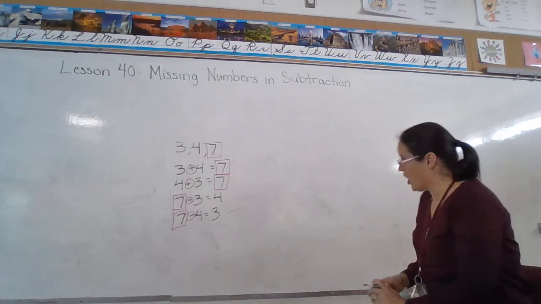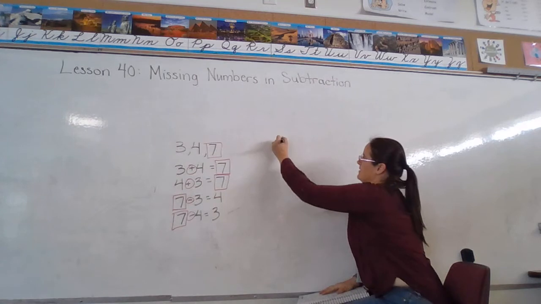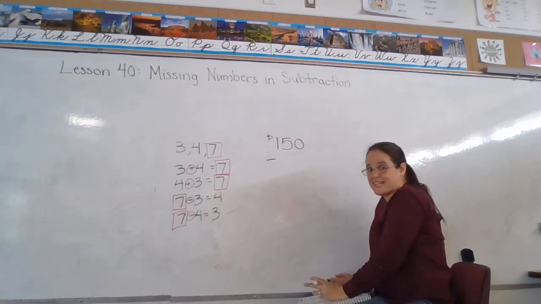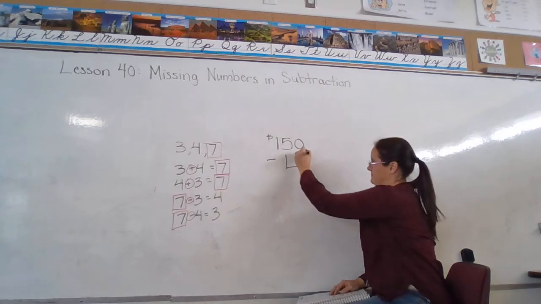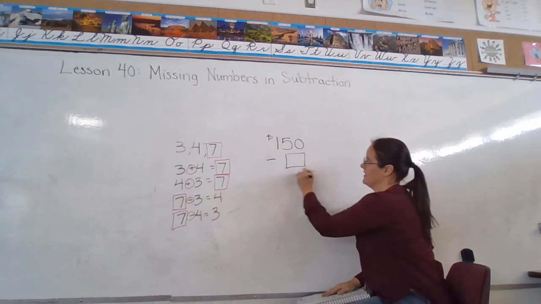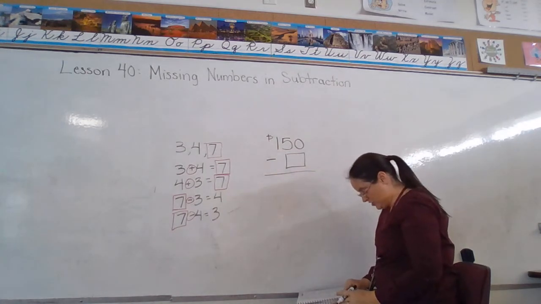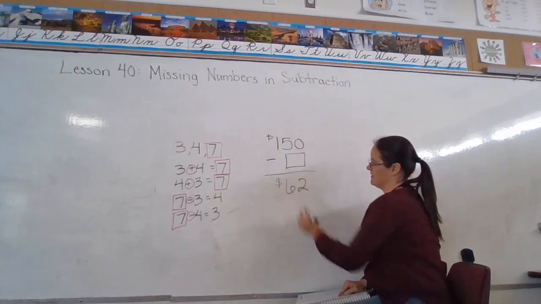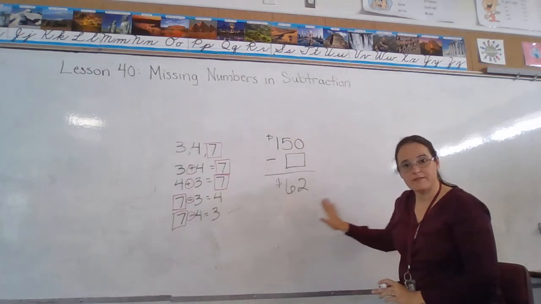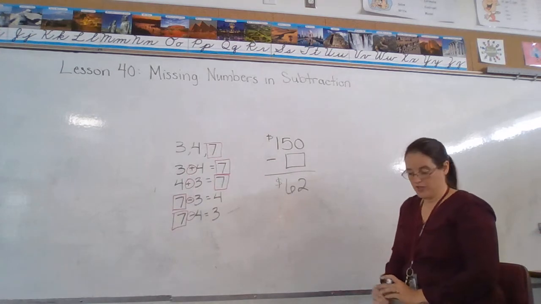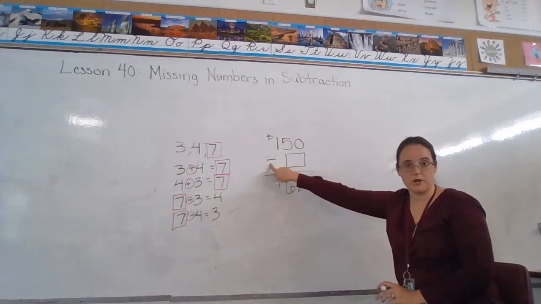So she started with $150. She spent, so that's going to be a subtraction problem, she spent some amount of money. So I can just put a box there to show I don't know how much she spent. But then it says she left with $62. So now that I've written my sum went away problem, now I have to figure out what goes in the box.